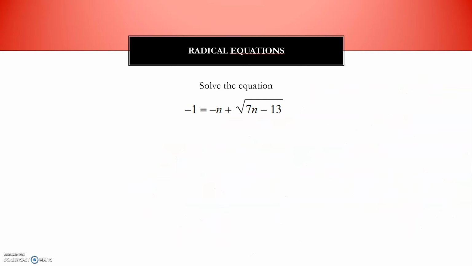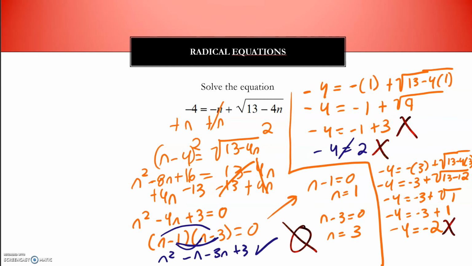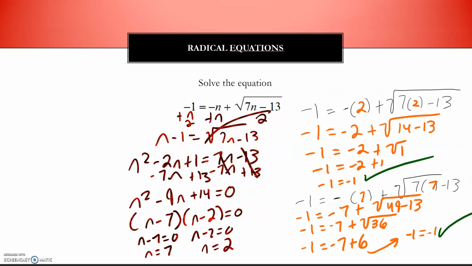All right, I'd like you to try this one. This one has 2 correct valid answers. So it started out the same way as before. We add n to each side. So I would get n minus 1 equals the square root of 7n plus 13. Square both sides, that gets me the quadratic. N squared minus 2n plus 1 equals 7n minus 13. Put it all together, n squared minus 9n plus 14 is equal to 0.